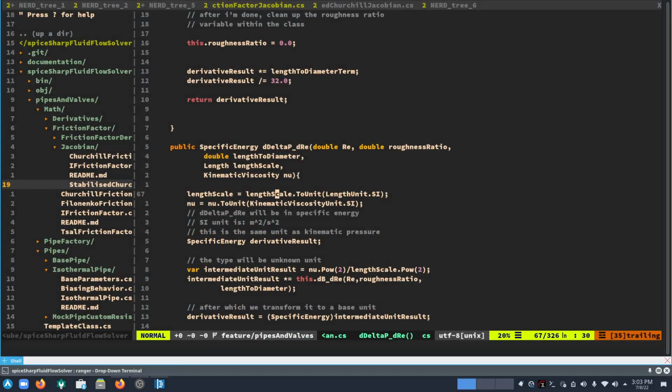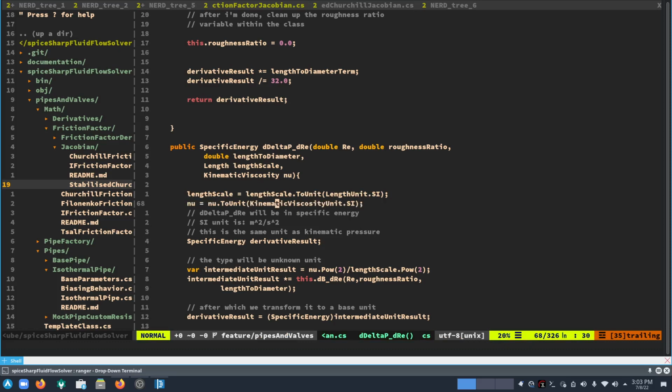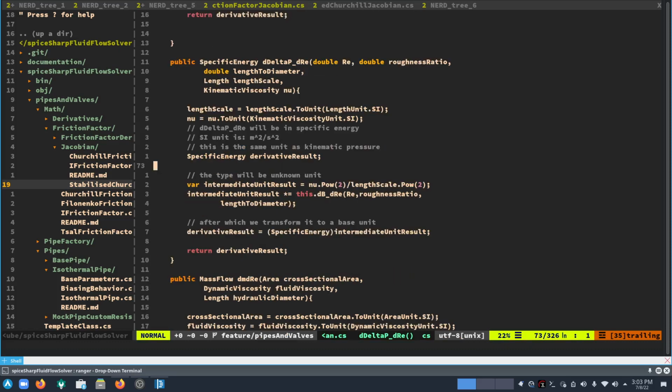First thing first, over here I'm converting everything to SI units. So length scale equals length scale to unit, length unit SI. Nu equals nu to unit, kinematic viscosity unit dot SI. That makes it sort of unit safe. I convert everything to SI units.